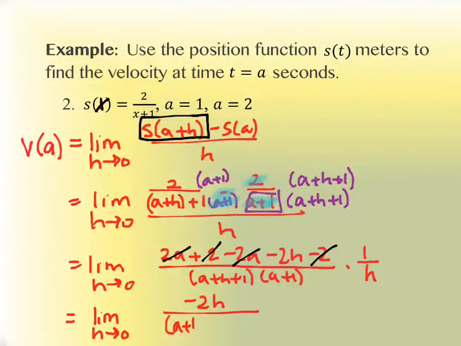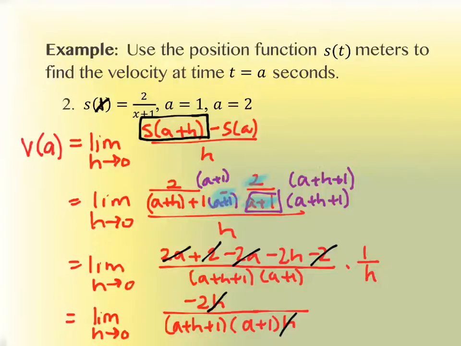I've got a plus h plus 1 times a plus 1 times h. Right? When I multiply fractions, I multiply numerators, I multiply denominators. So the h can actually be written in the denominator. And that's a good thing, because now what happens? My h's will reduce now.